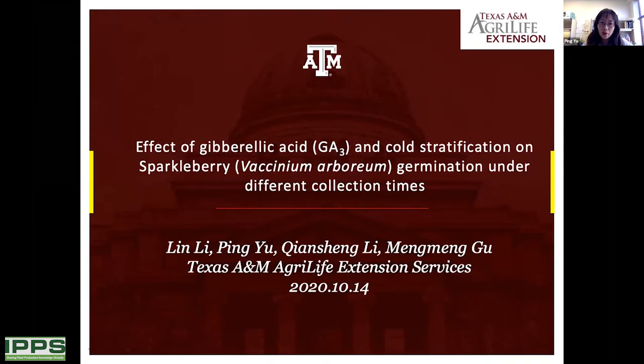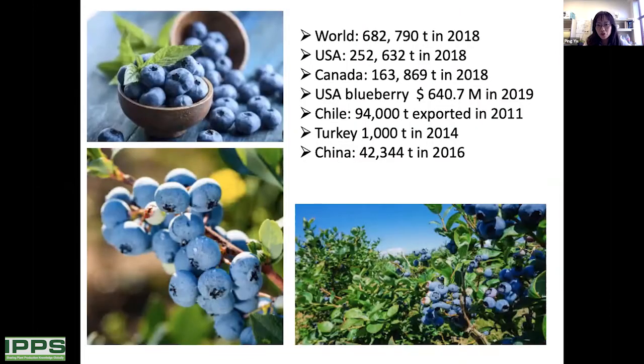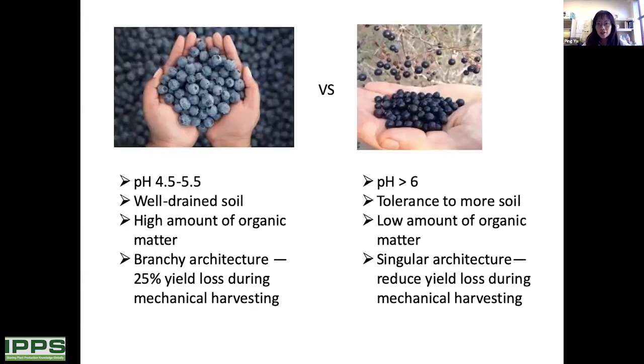So first of all, why do we care about sparkleberry? If we're going to talk about sparkleberry, we have to talk about blueberry first. As you can see, all those big numbers shown here indicate an increased trend for blueberry demand. But one of the big challenges we are facing right now is that blueberry requires specific soil, such as lower pH and a high amount of organic matter. In contrast, sparkleberry has all the desirable traits that we want blueberry to have, such as tolerating a low amount of organic matter and a singular architecture.